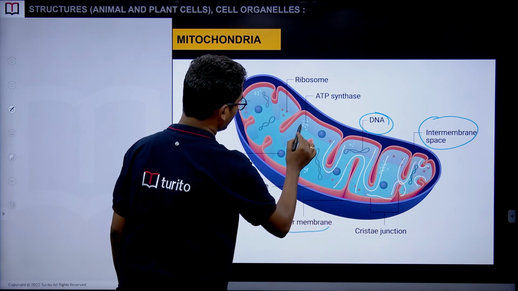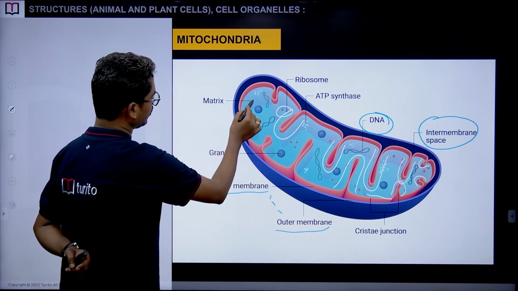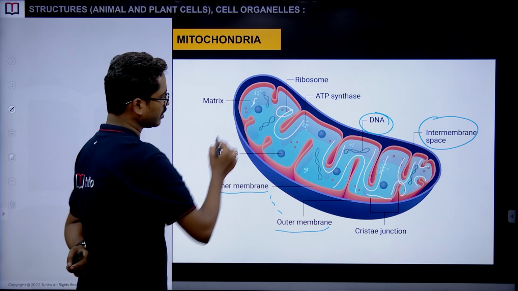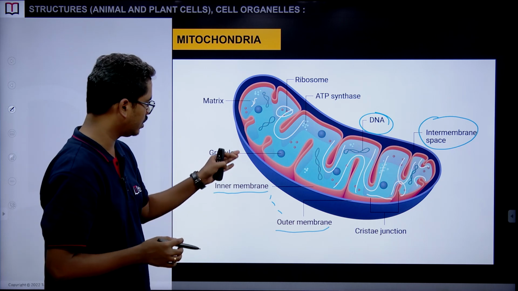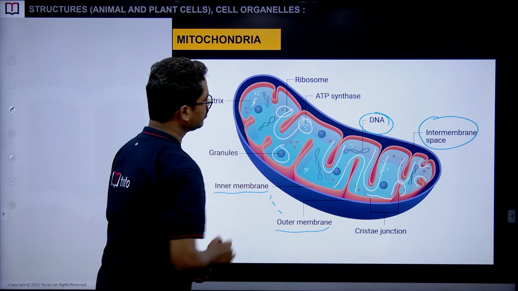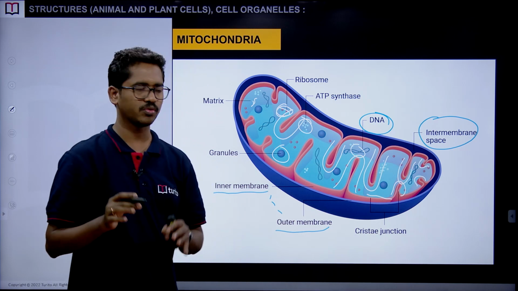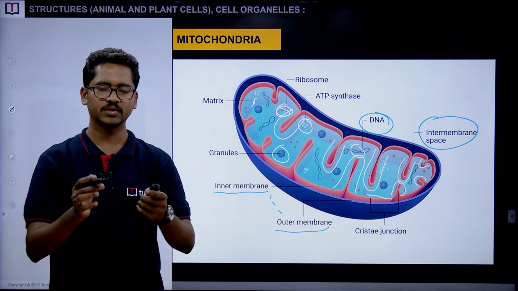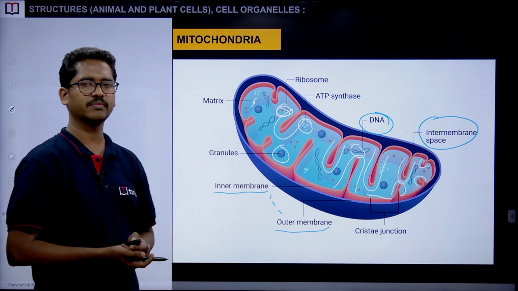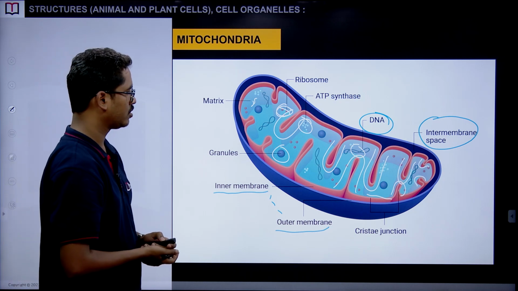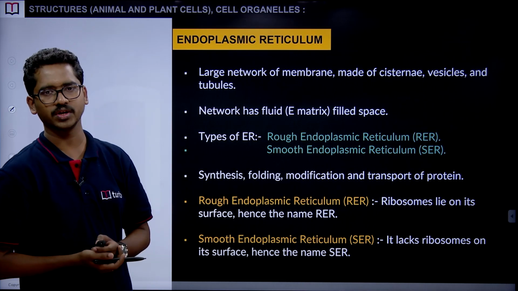So, these are cristae, and in the mitochondria you will find their own ribosomes, and there is a matrix. Now, this matrix is a fluid-like substance, in which you will find the granules or ATP synthase, that is an enzyme, ribosomes and DNA, all of those things suspended in the matrix. Now, this is for our understanding. Hope you understood the structure and functions of the mitochondria. So, let us move forward to another organelle, that is endoplasmic reticulum.